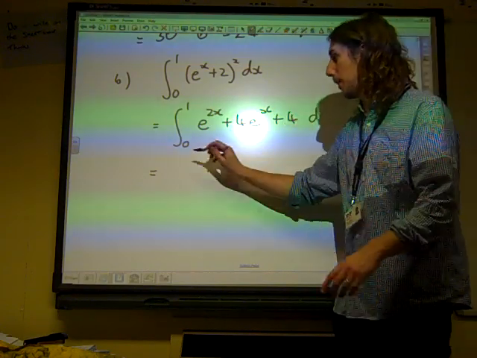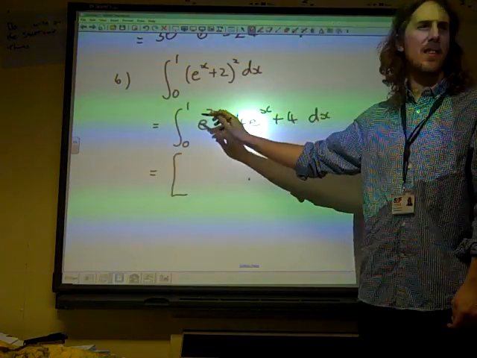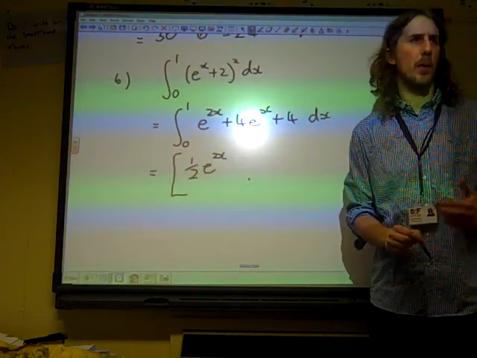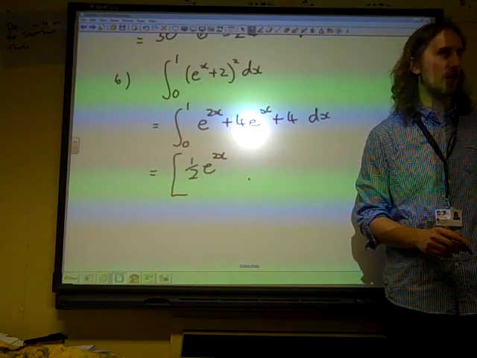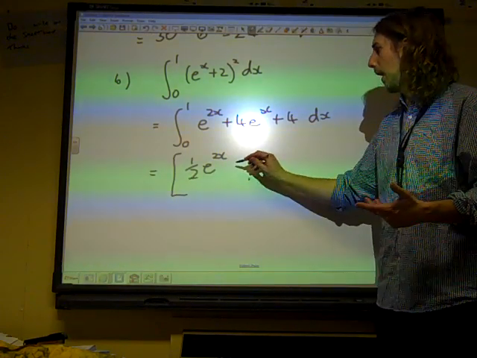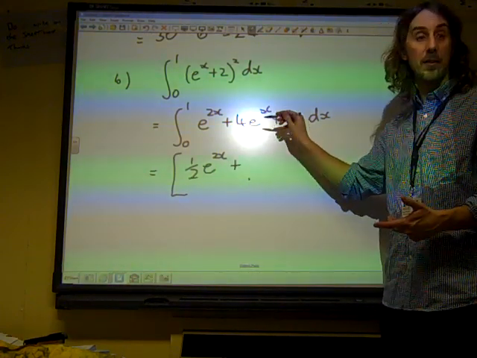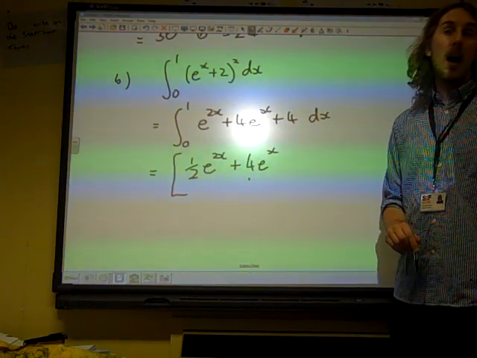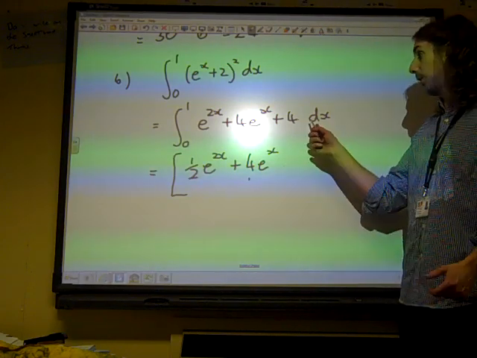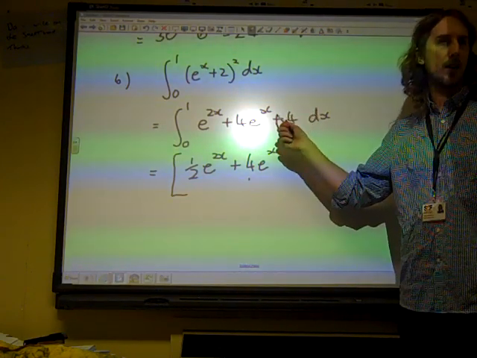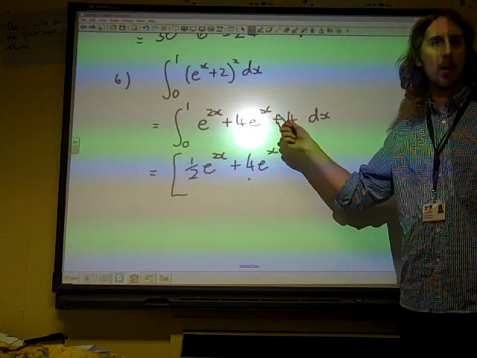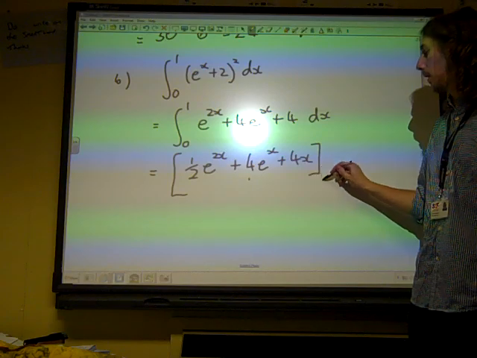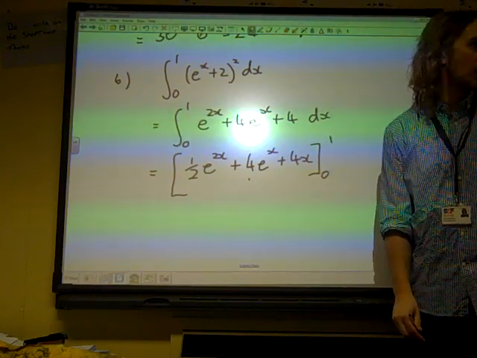The next thing where people might have gone wrong is, well, e to the 2x, we know that that's a half e to the 2x, isn't it? You know, if you were differentiating, you'd multiply by the 2. If you're integrating, you divide by the 2. 4e to the x is going to remain as 4e to the x. And there were some people who forgot that when we integrate a constant, we get the constant times x. It doesn't just disappear, so we've got 4x at the end, between 0 and 1.